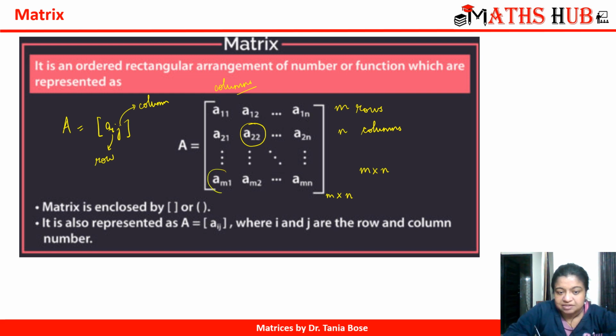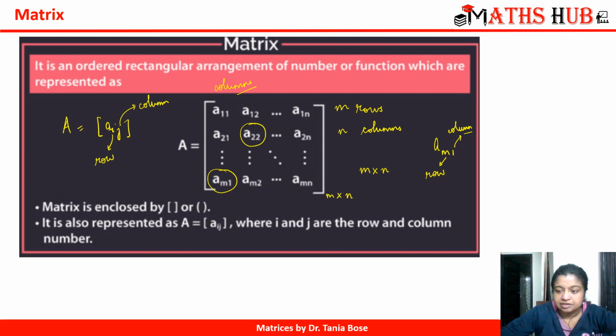Similarly, if I choose this element, it is showing Am1. So Am1 means m is the row number, so it is present in the mth row, and 1 is the column number, right? So you can represent any element of the matrix by the symbol Aij, where i and j are the corresponding row and column number, right?